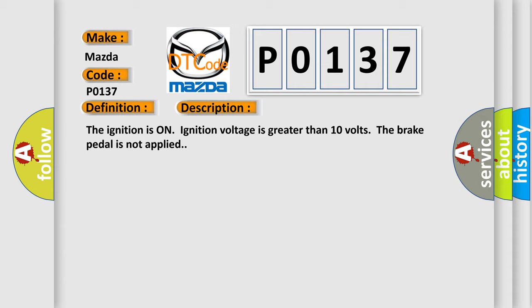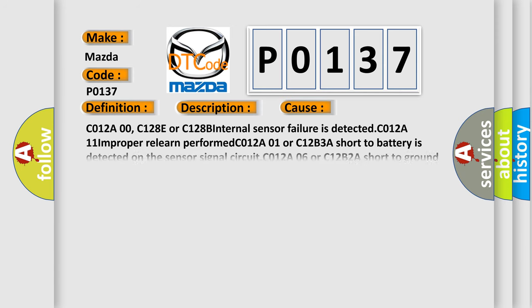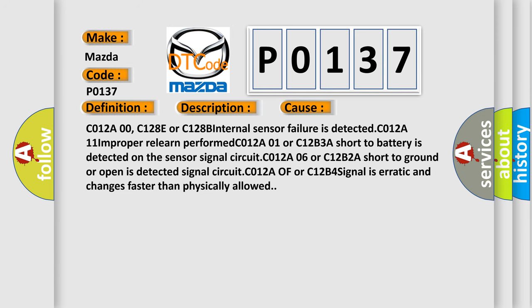This diagnostic error occurs most often in these cases: C012A00, C128E or C128B internal sensor failure is detected, C012A11 improper relearn performed, C012A01 or C12B3A short to battery is detected on the sensor signal circuit, C012A06 or C12B2A short to ground or open is detected on the signal circuit, C012A or C12B4 signal is erratic and changes faster than physically allowed.